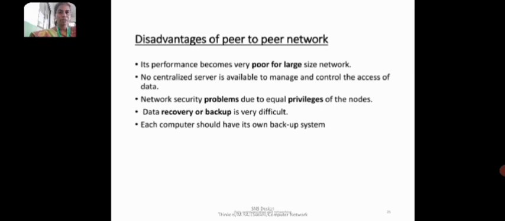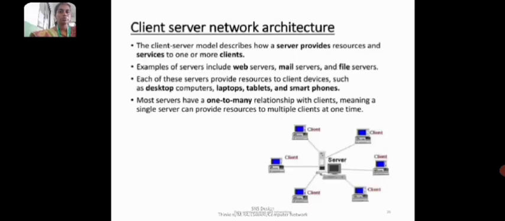Disadvantages of peer-to-peer network. Its performance becomes very poor for large size networks. No centralized server is available to manage and control the access of data. Network security problems due to equal privileges of the nodes. Data recovery or backup is very difficult. Each computer should have its own backup system.